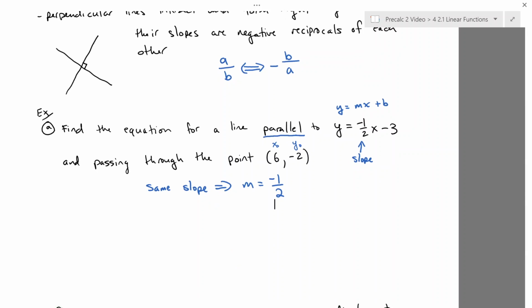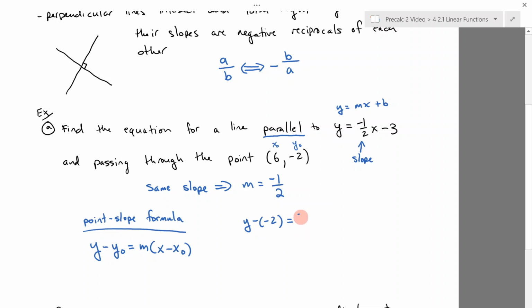Okay. So we have one piece of the information, and the other piece we need is a point on the line, which is given to us in the problem with the x-coordinate being 6 and the y-coordinate being -2. Now we can use the point slope formula, which is y minus y0 is equal to m times x minus x0. If we use this formula, what do we get? Just plugging in the numbers, y0 is -2, m is -1/2, and x0 is 6.